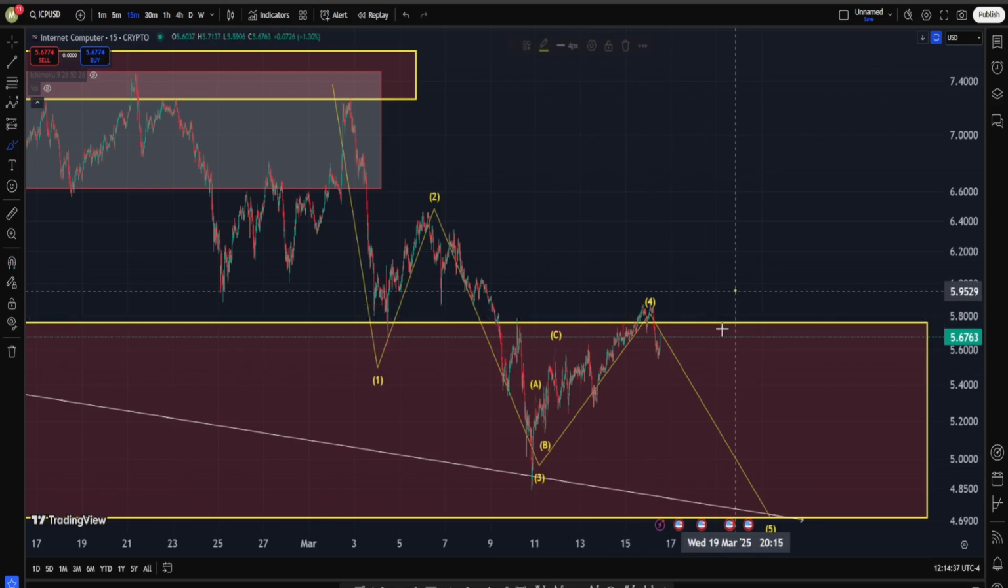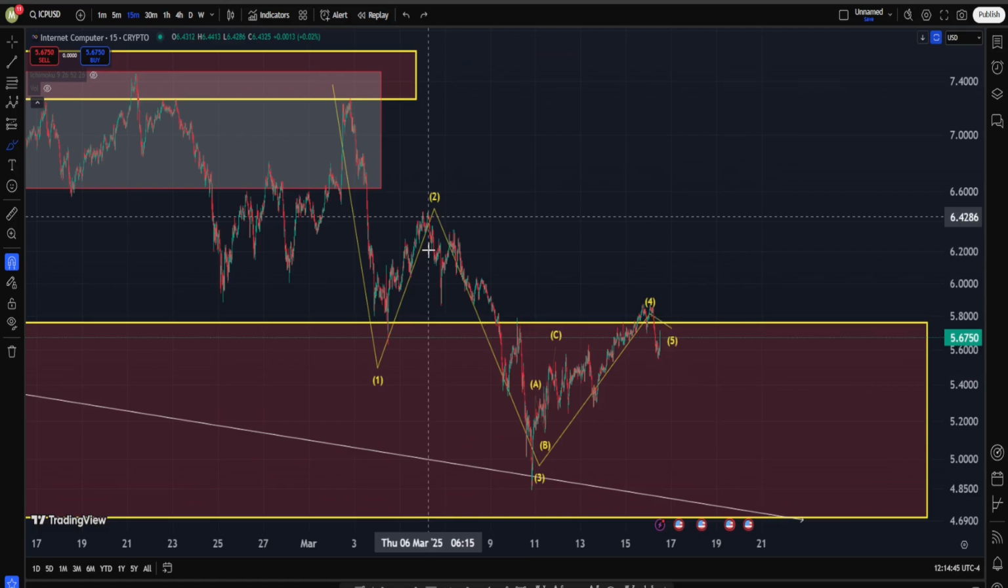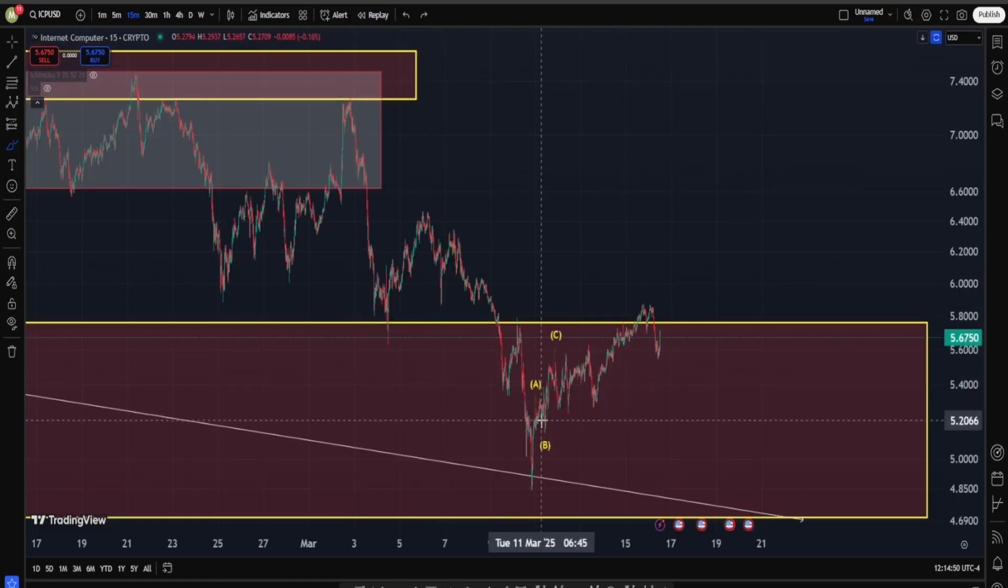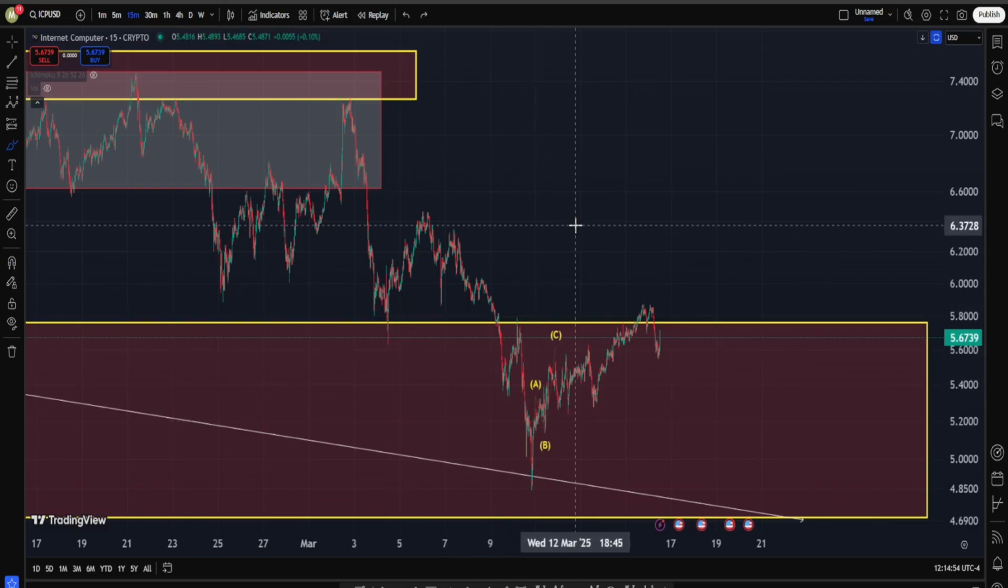So because in here, now in this move up, we are clearly seeing overlapping of the waves between our corrections, we can say maybe this is going to be a bullish sign. Is it enough for me to be able to say the bottom is in on ICP? I don't really think so. And I think right now we should just take everything step by step.